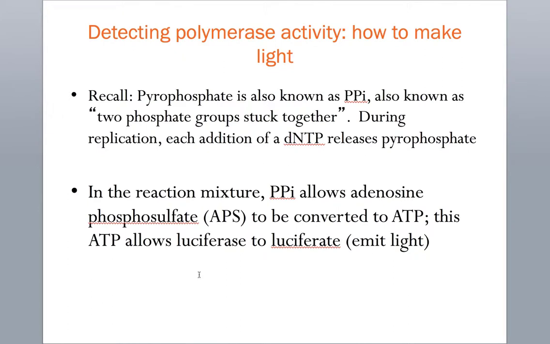Pyrophosphate, also known as PPi, is two phosphate groups stuck together. During replication, when you add dNTPs, the food for replication, and a dNTP is built in, it releases pyrophosphate. The pyrophosphate allows adenosine phosphosulfate, APS, to be converted to ATP. And if it is converted, ATP can activate luciferase and emit light.